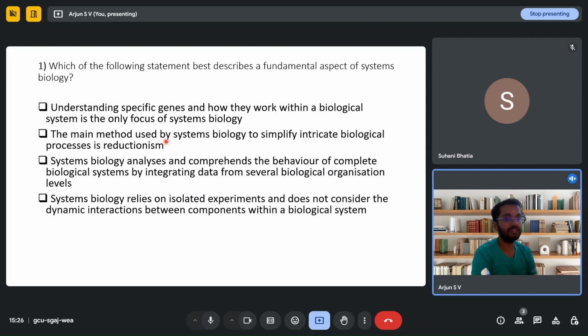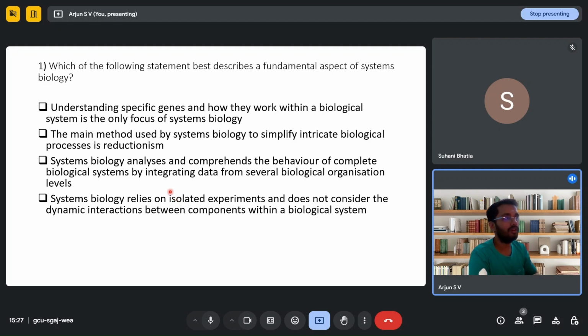There are four options. Option one: understanding specific genes and how they work within a biological system is the only focus of systems biology. Second option: the main method used by systems biology to simplify intricate biological processes is reductionism. Third: systems biology analyzes and comprehends the behavior of complete biological systems by integrating data from several biological organization levels. Fourth: systems biology relies on isolated experiments and does not consider the dynamic interactions between components within a biological system.